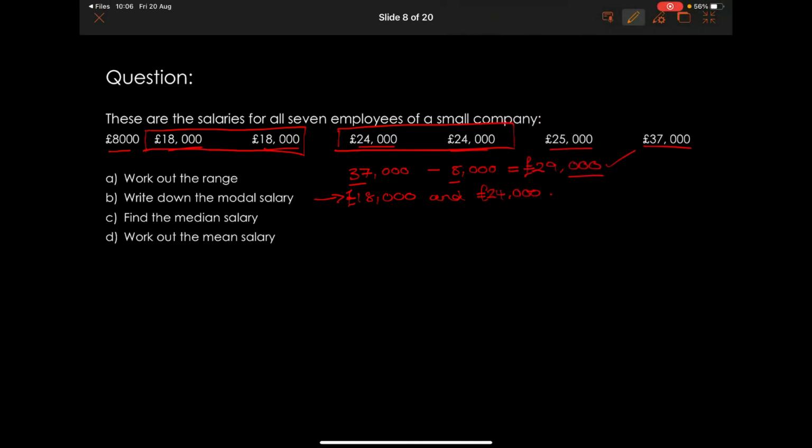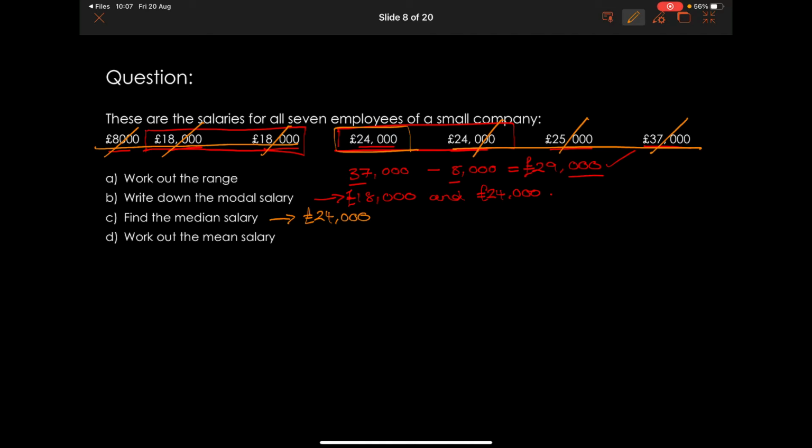Median then. Well, again, luckily for you, they're already in order. So to find the median, we're going to take one from there, one from there, one from there, one from there, one from there, and one from there. We've taken 3 from each side, and we're left with 24,000 in the middle. So our median salary is 24,000.